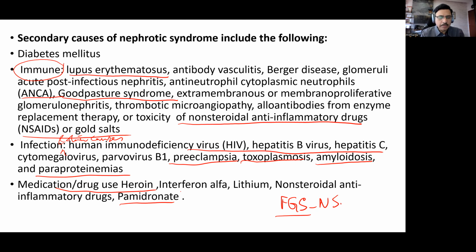What is pamidronate? Pamidronate is... when you have osteoporosis, you give bisphosphonates, isn't it? This is one of the bisphosphonates that you use. Alendronate, pamidronate. These -dronate drugs, if it comes, it is a bisphosphonate. Bis means two. Bisphosphonates are treatment for severe osteoporosis.